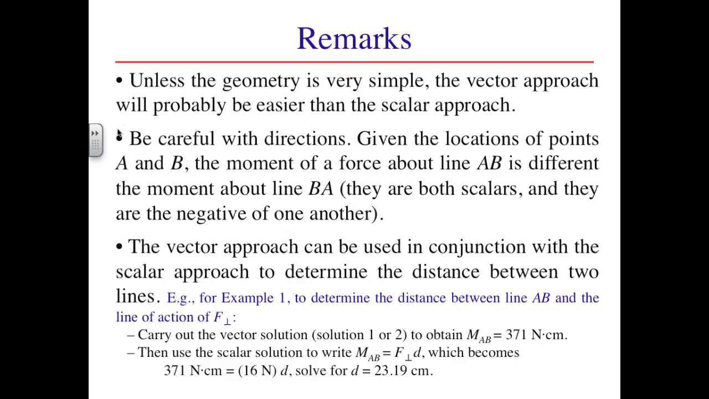Because finding d can be difficult, we can sometimes use the equivalence of the vector and scalar approaches to infer d. That is, we can use the vector approach to calculate the moment about the axis, MAB here. Then, since this result is equivalent to F perp d, we can infer d from the ratio of the magnitude of the moment about the hinged axis to the magnitude of F perp.